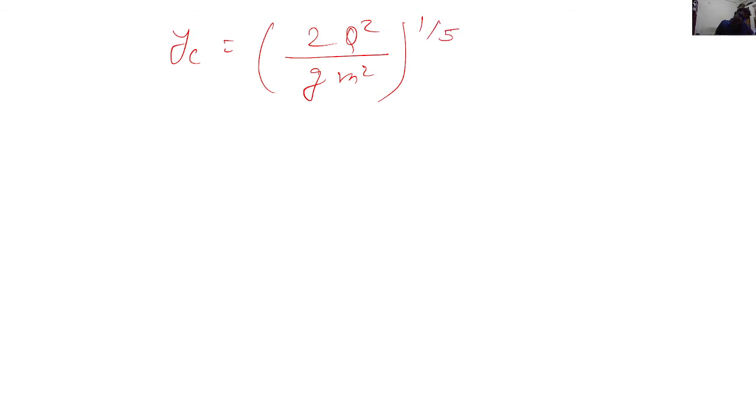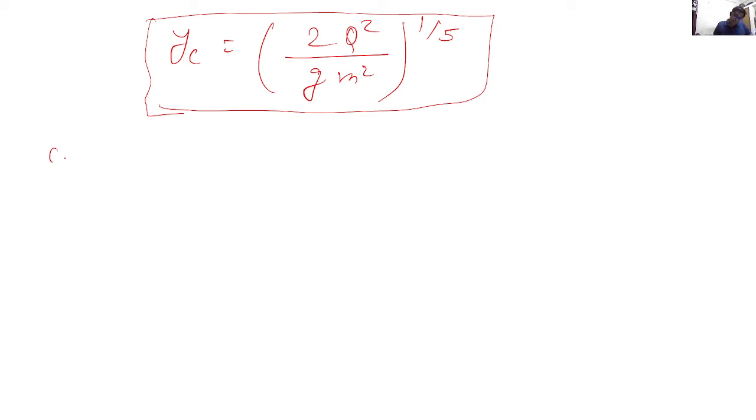So by now we know the expression for yc. If we simplify it further, we will get yc as 2 Q squared by g m squared, where m is the side slope, power 1 by 5. So this is the critical depth for a triangular cross section of an open channel. So they are very different, I mean, the critical depth for a rectangular cross section versus that of a triangular cross section.